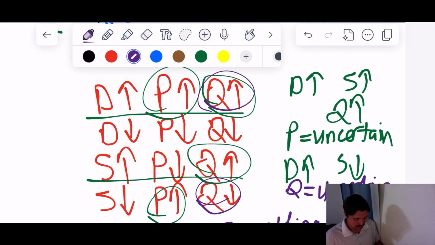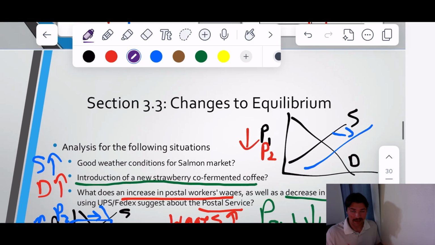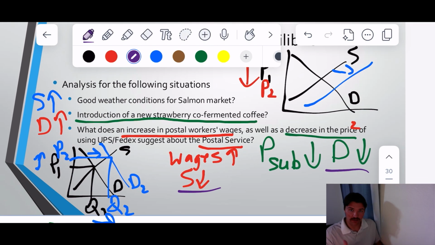But it is a four-step process to figure out what happens. Draw the supply and demand. Draw the curve, demand or supply, shifting right or left, and then figure out the new equilibrium. All right. Next, we'll talk about price controls.